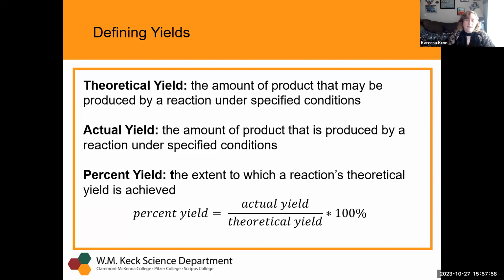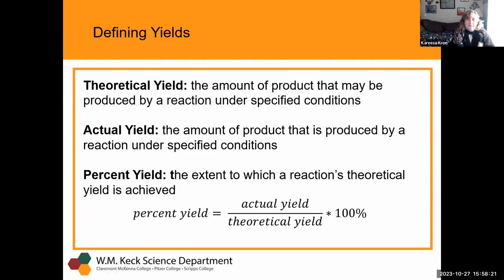So that might be a reason why you might get out a lower yield than you'd want for a particular reaction. Percent yield helps us describe the extent to which we succeed at reaching our ideal. So it's the extent to which a reaction's theoretical yield is achieved. So our actual yield as a percentage of the theoretical yield tells us our percent yield. And so it's written as this equation here.